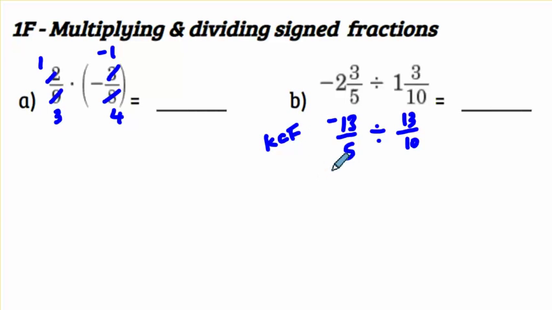And now, since this is division, we know we need to keep, change, flip. So the first number we keep as it is. We change the division to multiplication, and we flip the last fraction. So we have 10 on the top and 13 on the bottom.